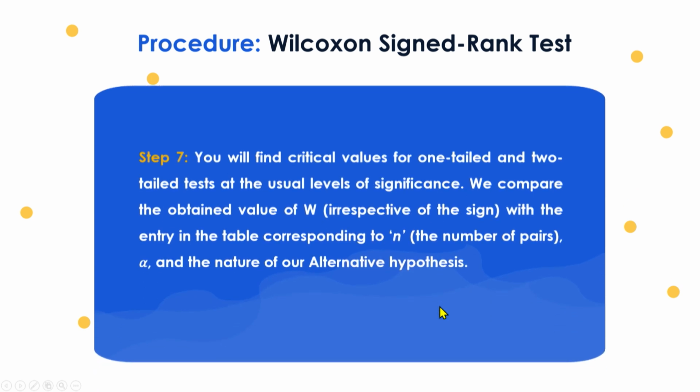So, by solving this we can calculate the sum of the difference of ranks. Step 7: at last, calculating the table value or calculated value, we intend to find the critical value for the one tail and two tail test at the usual level of significance. So, we compare the obtained value of W, irrespective of the sign, whether positive or negative, with the entry in the table corresponding to the sample n, that is the number of pairs, and alpha, which is your level of significance. Finally, based upon our alternative hypothesis, whether it is single tail or double tail, that is two tail, equal to or not equal to.